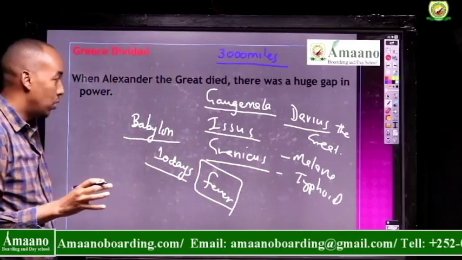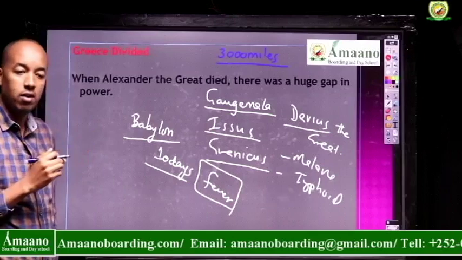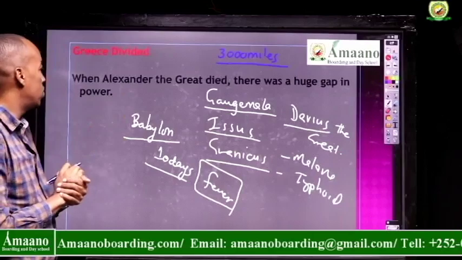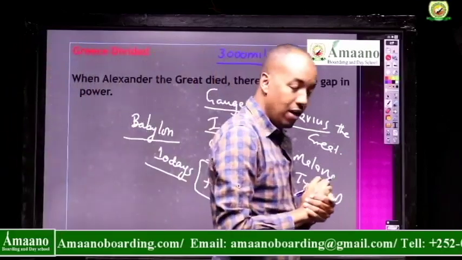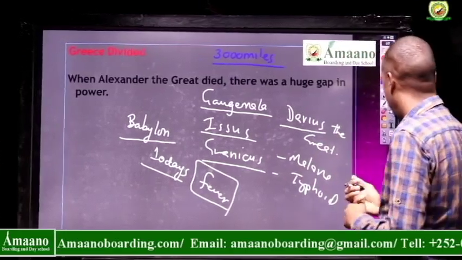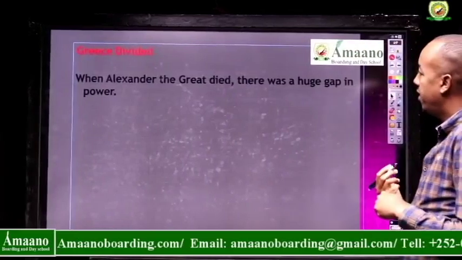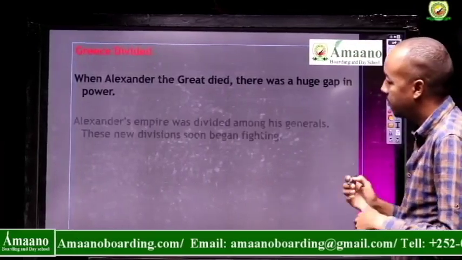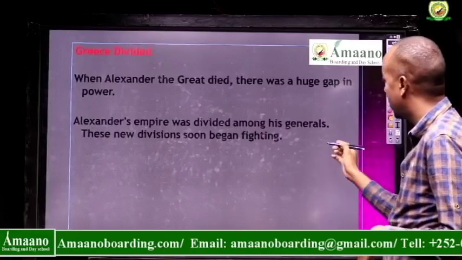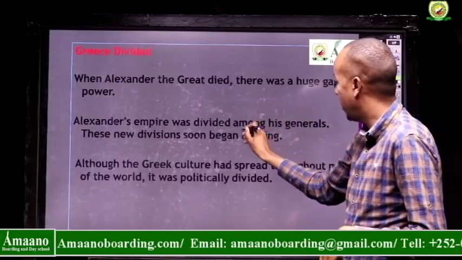And then when he died, a very big problem arose: who was going to be the leader of Asia and Greece? When Alexander the Great died, there was a huge gap in power. He left a land stretching almost 3,000 miles, so it was absolutely very big. Alexander's empire was divided among his generals, and they generally divided the empire into 4 big empires.